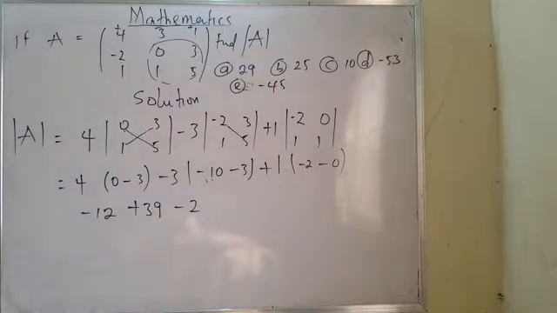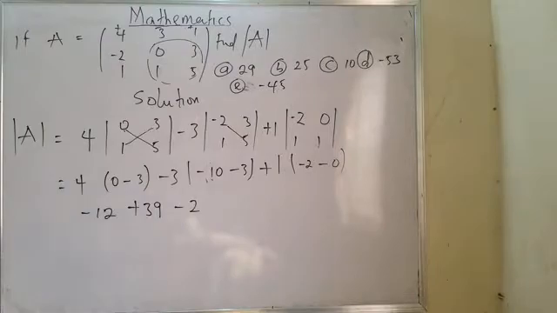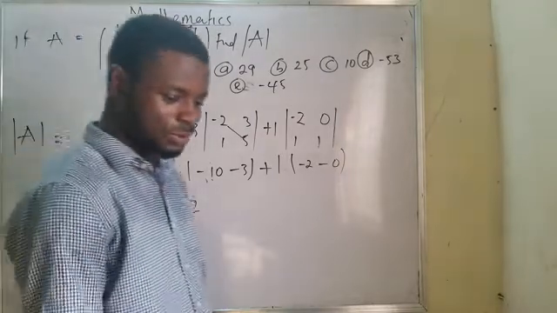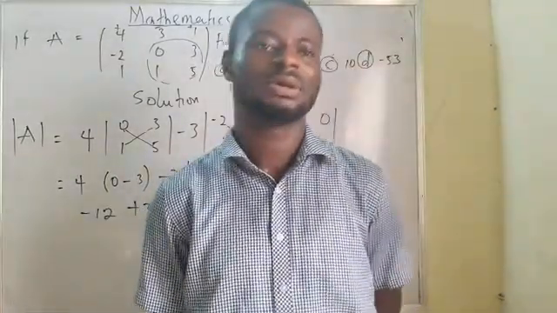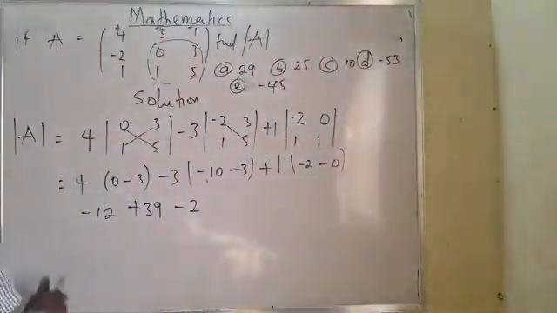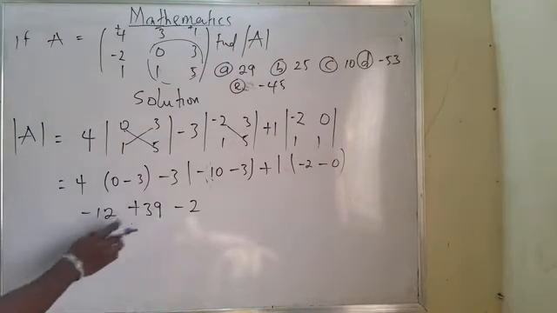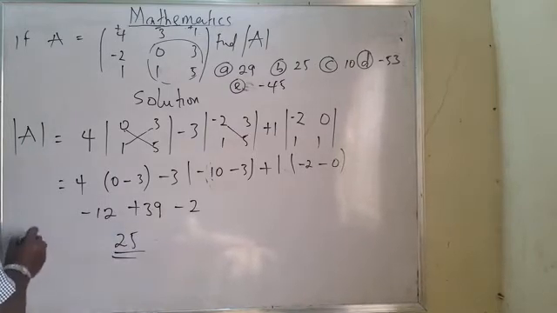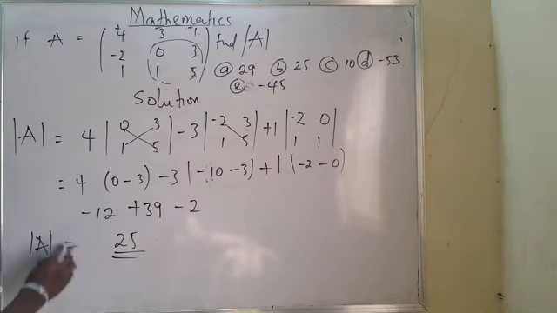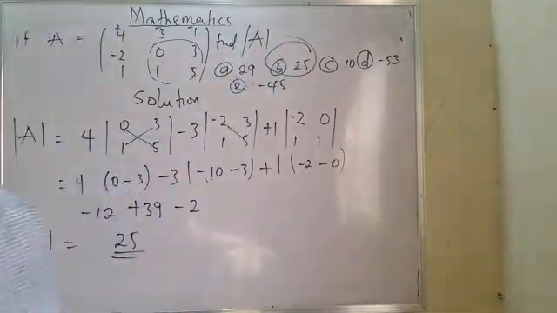Now, all I'm trying to play with is the operation plus and minus. Minus times minus gives us plus. Plus times plus gives us plus. And minus times plus gives us minus. Okay, which I will be having 12, 12, 14, it will be 25. That is my answer. It means the determinant of this particular matrix is 25, which is option B. That is all about that.